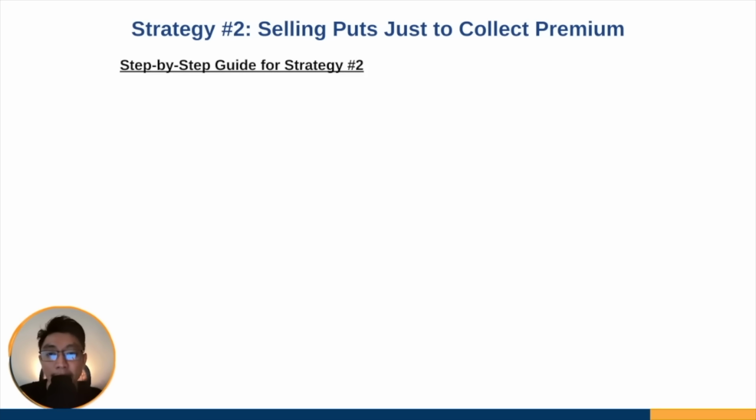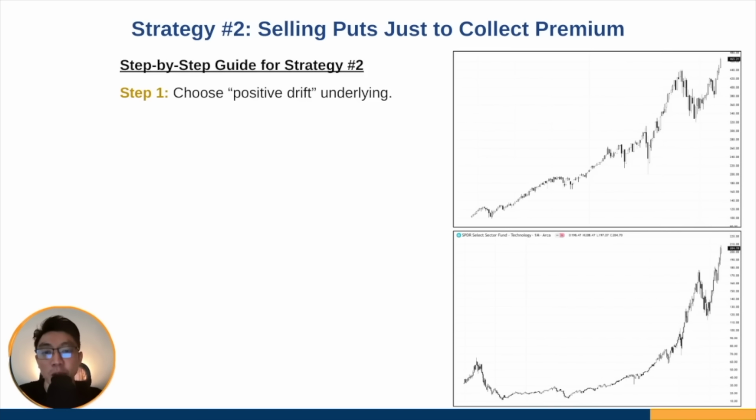So I'm going to give you a step-by-step guide as well for this strategy. Step number 1 is to choose a positive drift underlying. Generally, what I mean by positive drift underlying is just the broad-based index ETF. So generally for this strategy, I prefer index ETFs to individual stocks, because they do not actually move as much compared to individual stocks, right?